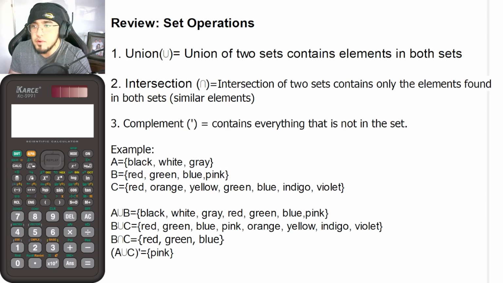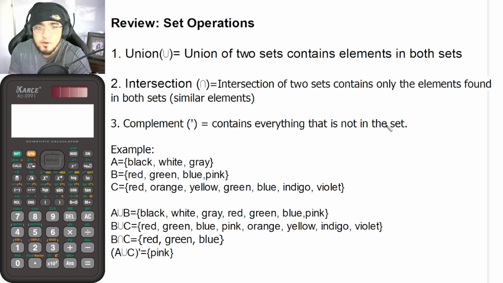For set operations, these three here are of vital importance for today's lecture: union, intersection, and complement. As defined here, the union of two sets contains the elements in both sets. The intersection contains the similar elements found in both sets. And the complement contains everything that is not included in the set.